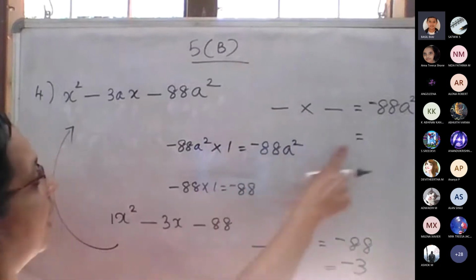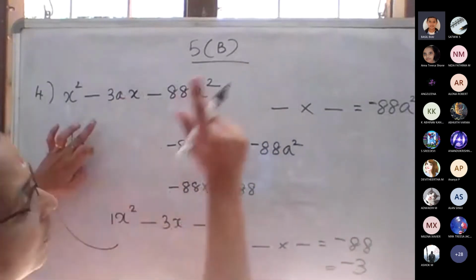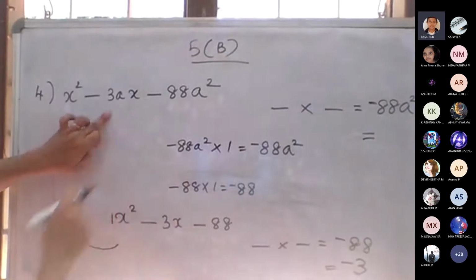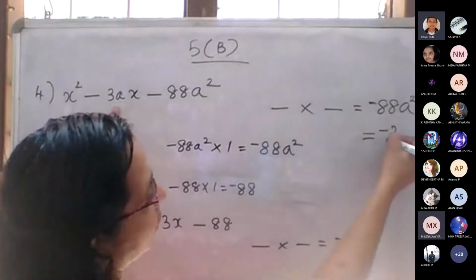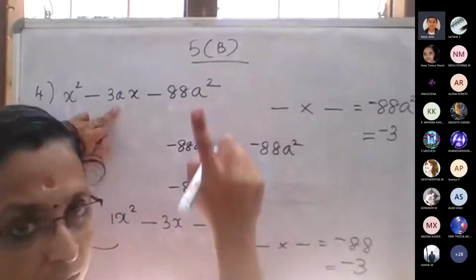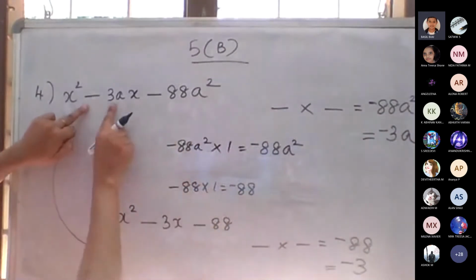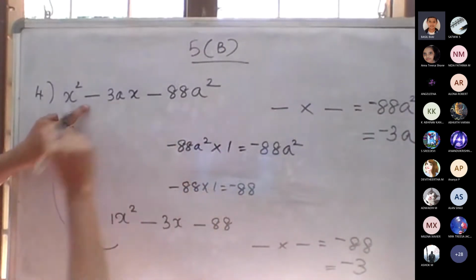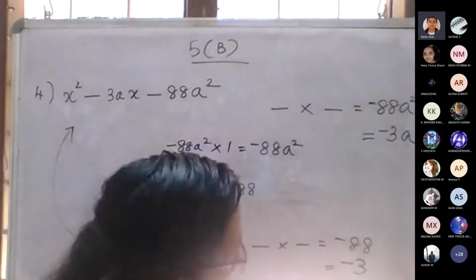Same way, here, if we add or subtract, we want to get what? Negative 3a. Very good. Not only negative 3, negative 3a, because the coefficient of x is negative 3a. That also you have to write. Negative 3a. Is it clear? Yes, ma'am. Okay.